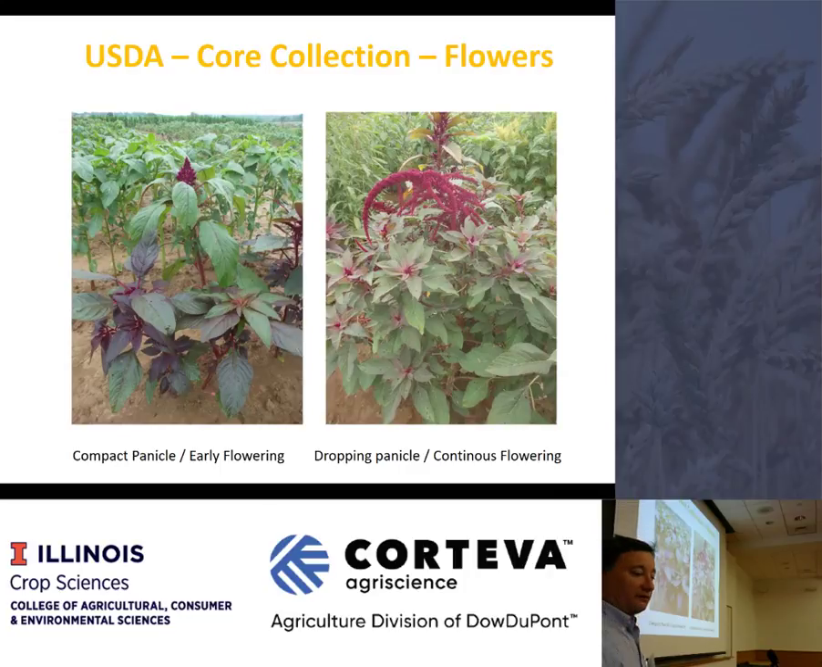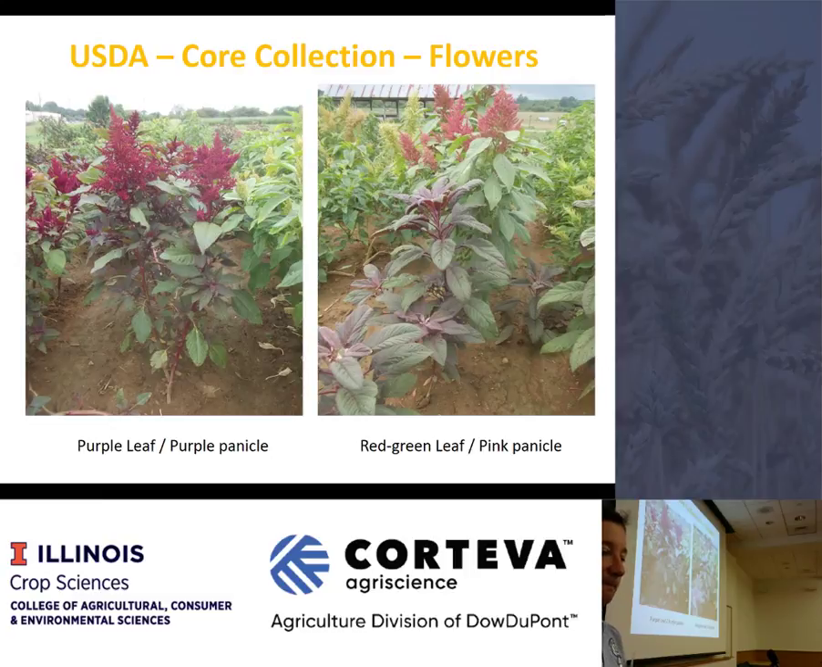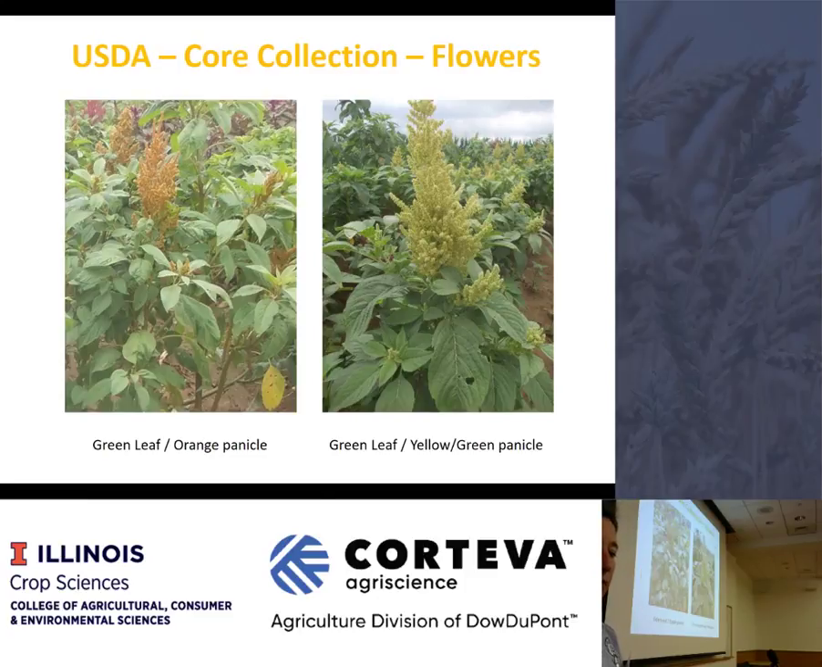Then flower color and flower branching, so either a compact panicle, an early flowering, a drooping panicle, continuous flowering with the side shoots producing seed, purple leaf with purple panicle, red, green leaves tended to have pink panicles. Pink panicles are pretty common with both green and red leaves. Orange is not a very common color, but is found in a certain number of cultivars from Mexico, and also breeding lines from the Rodale program, and then just a yellow-green panicle.